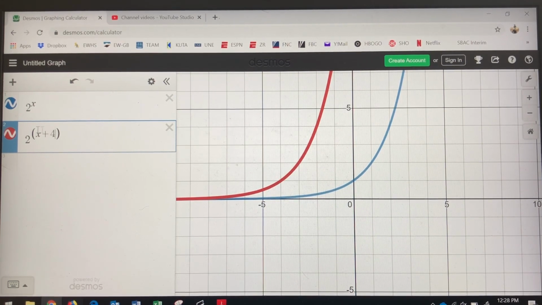Okay. So with the horizontal shifts, it's actually counterintuitive. Whatever is going on in here, in this case +4, doesn't mean we're going to the right 4 units. It actually means we're shifting to the left 4 units.